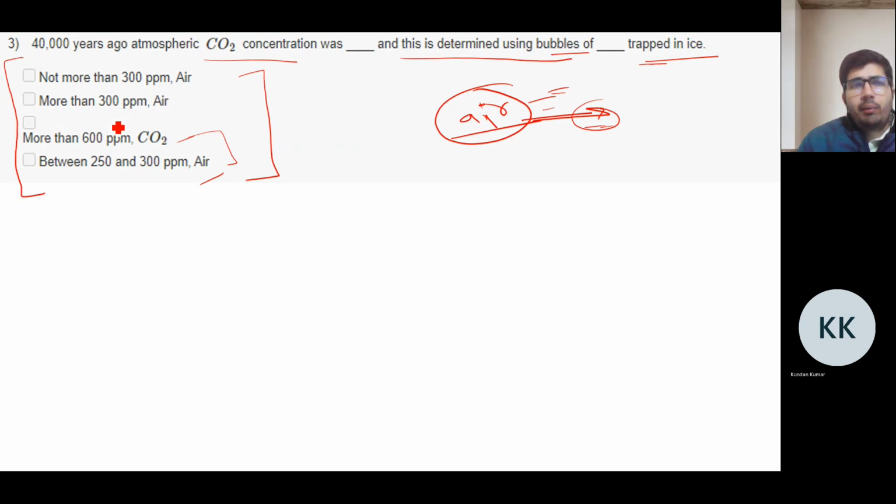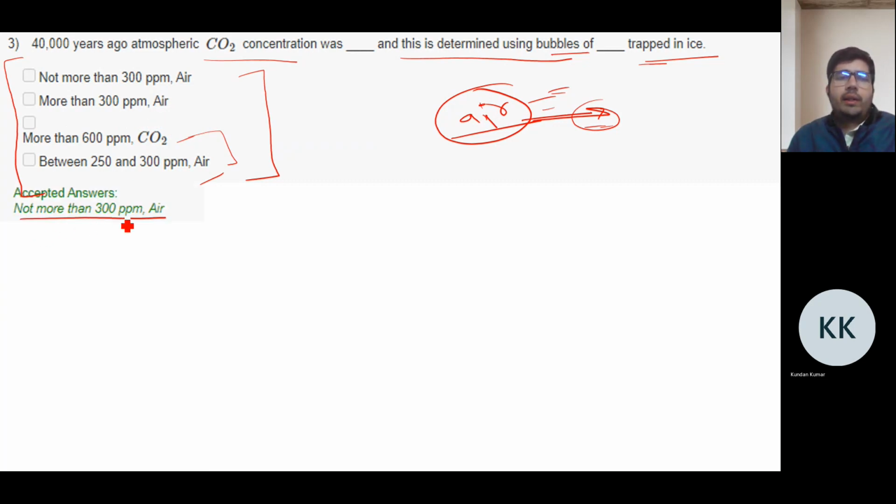So 40,000 years ago, atmospheric CO2 was not more than 300 ppm, and today it's more than 400. Okay, so the correct answer is not more than 300 and air. So this option is correct.